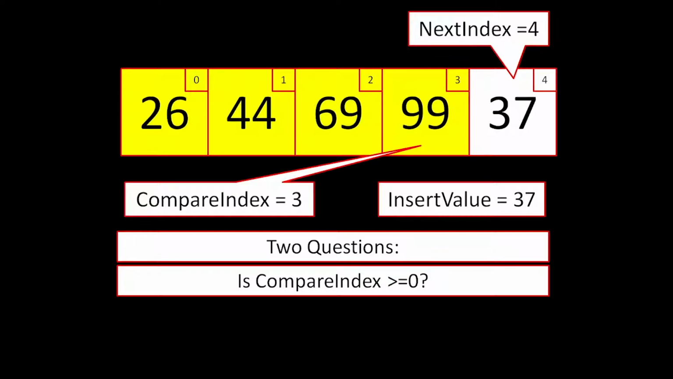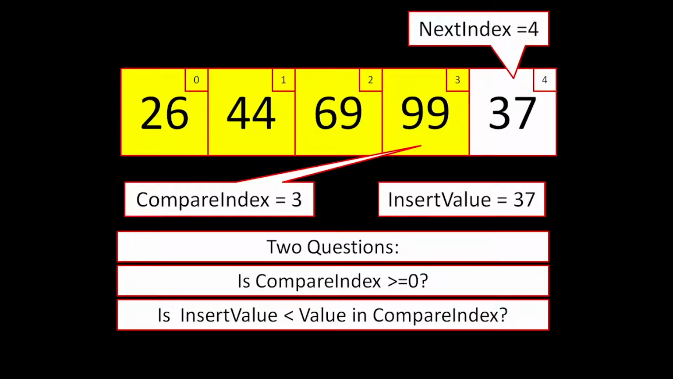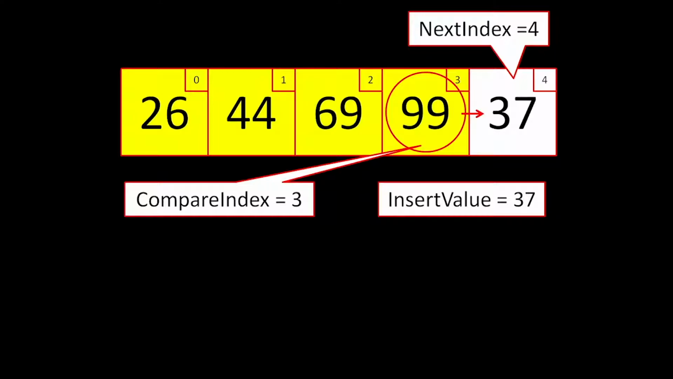Is compare index greater than or equal to 0? Here, compare index is equal to 3, and 3 is greater than 0, so the answer is yes. Is insert value less than the value in compare index? Insert value is currently 37, and the value in compare index is 99. Since 37 is less than 99, the answer to this question is true. Since this is the case, we will copy the value in compare index to the value in compare index plus 1.